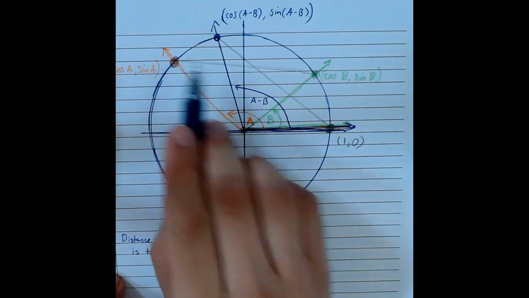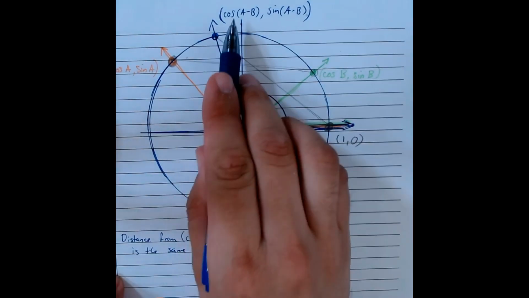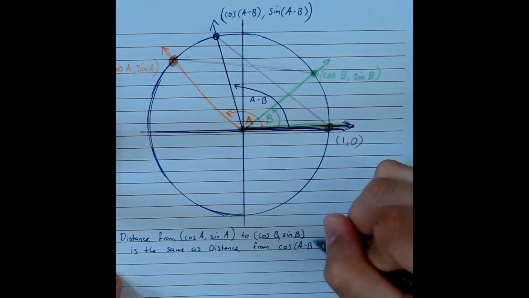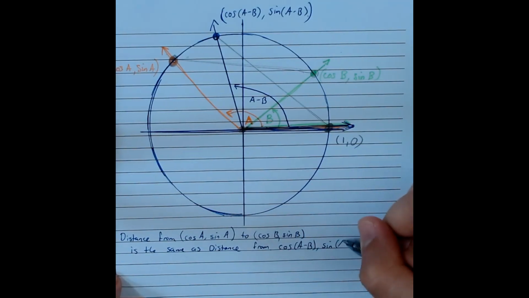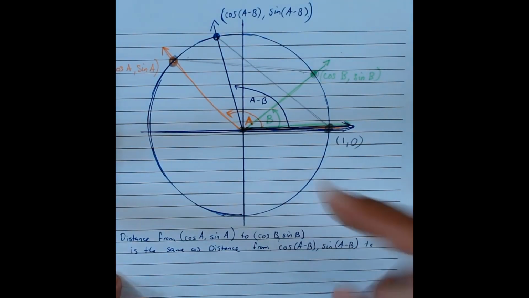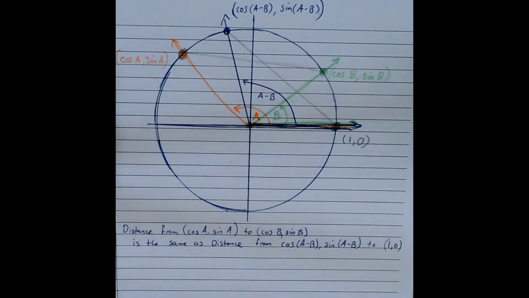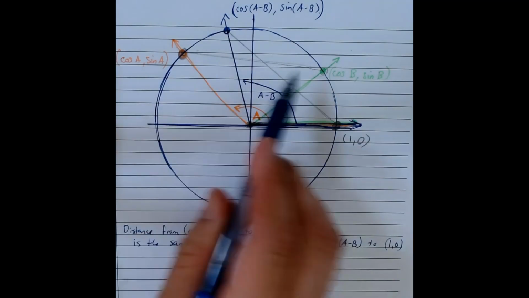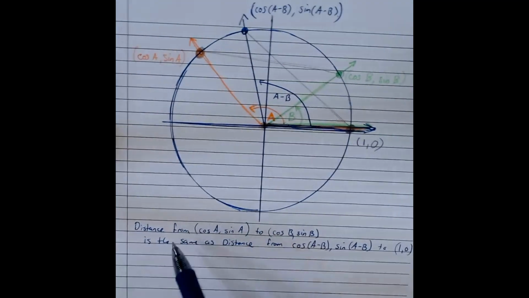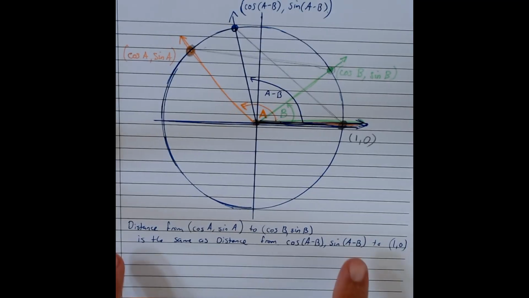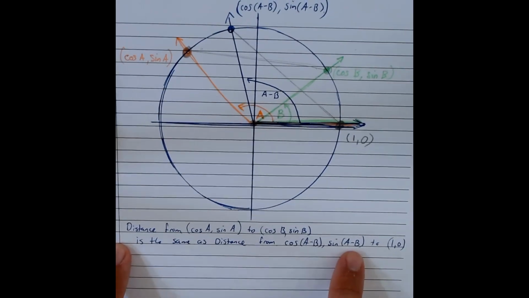Just like that. So the distance from this to this is going to be the same as the distance from (cosine of A minus B, sine of A minus B) to this point in black, (1, 0). Okay, so just from a visual standpoint, yeah, okay, I guess, right? That distance is the same as that distance. And I can even write that out in words. But so what? Well, I can write this in a much more methodical way.